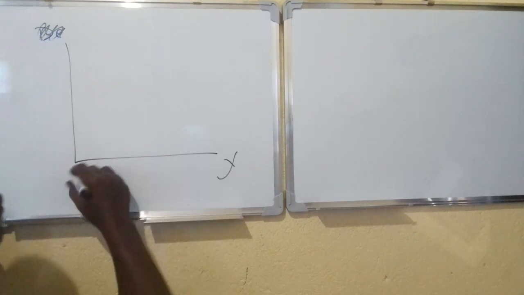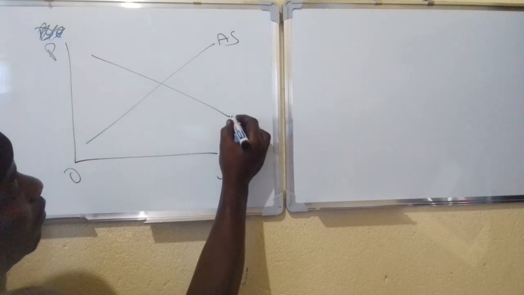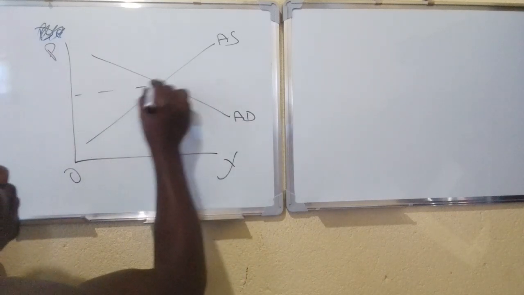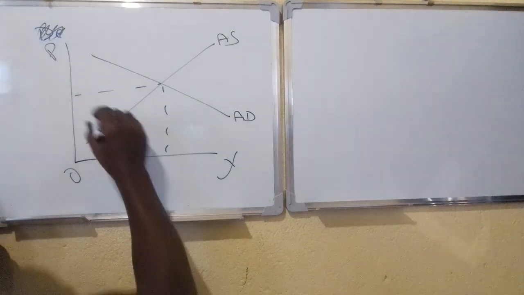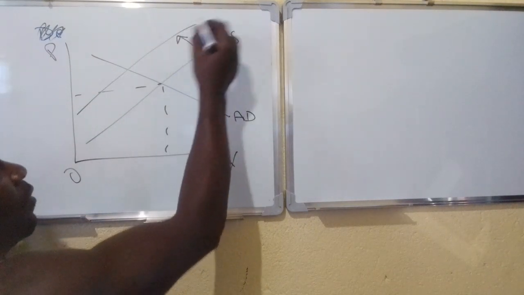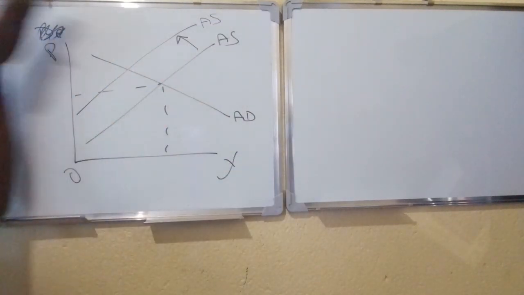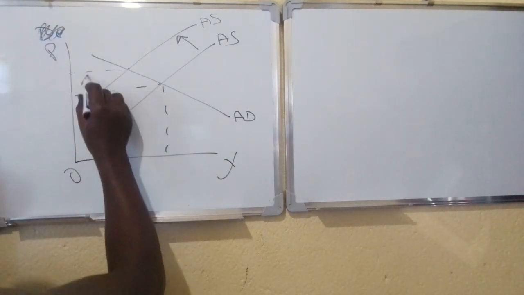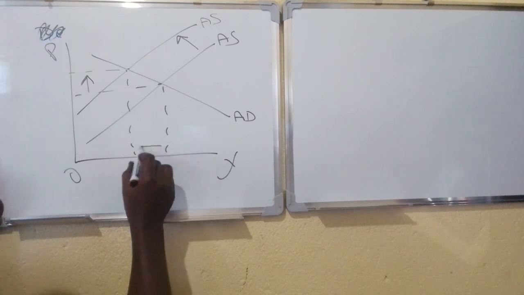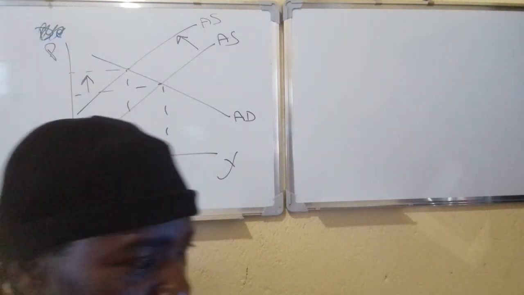So in the ADAS curve, how do you reflect a cost push inflation? The AS curve moves to the left. Why? Because supply falls. It becomes expensive to supply. And can you see what happened to prices? Can you see what happened to levels of production in the economy? This is a cost push inflation.